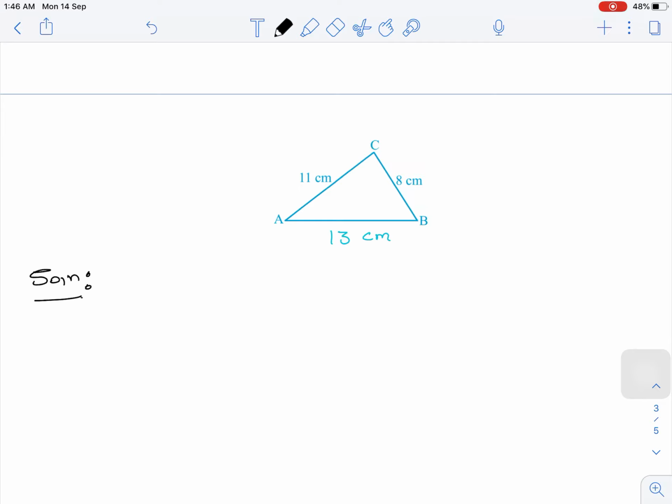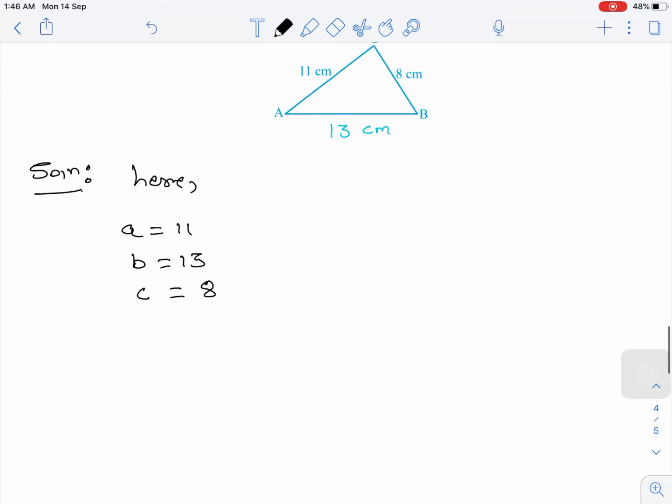First we have to decide, we will consider these sides as A, B and C. So, solution: here A equals 11, B equals 13 and C equals 8. After deciding the values of A, B and C, now we will find the semi perimeter.